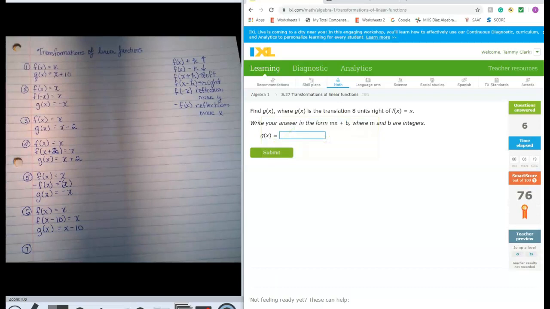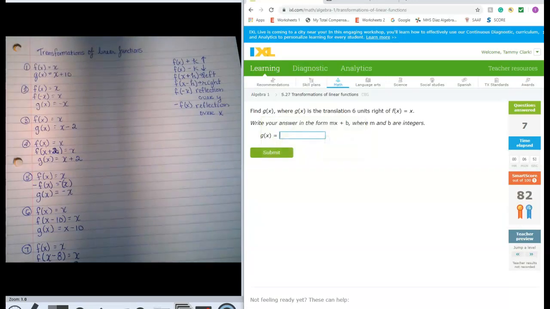Number 7, we've got find g of x, where g of x is a translation 8 units right of f of x equals x. So again, we're going 8 units to the right, so I'm going to write it as opposite. X minus 8 equals x, and where I see x, instead of writing x, I'm going to write x minus 8. So our new function g of x equals x minus 8 would be our answer.